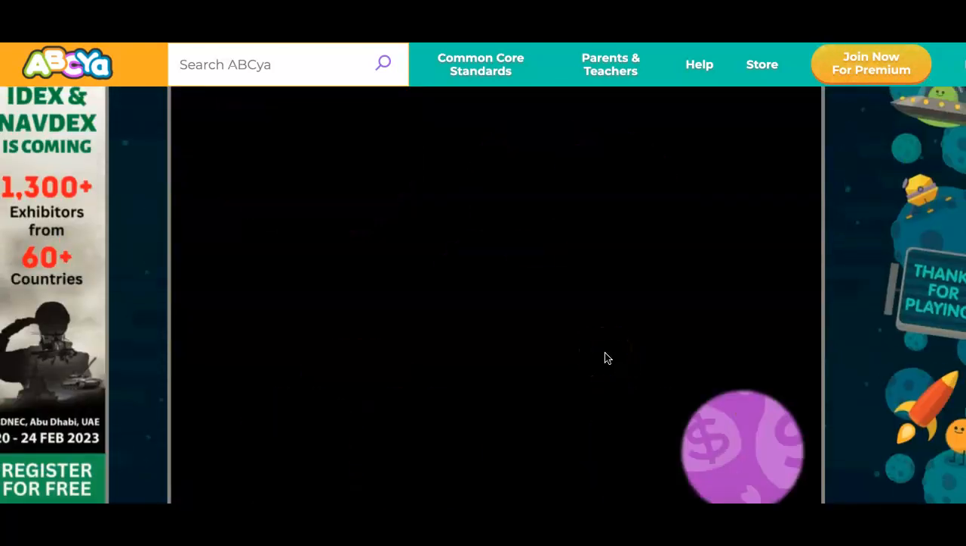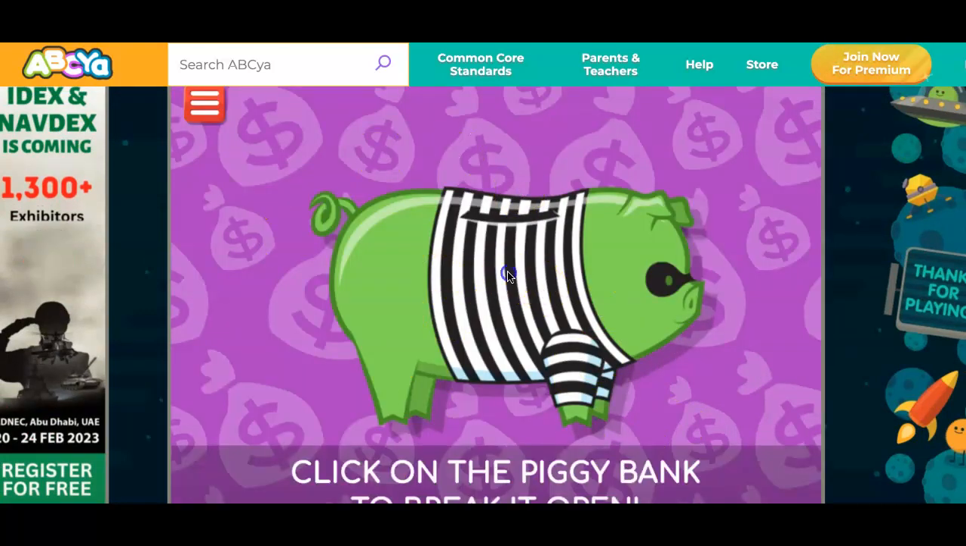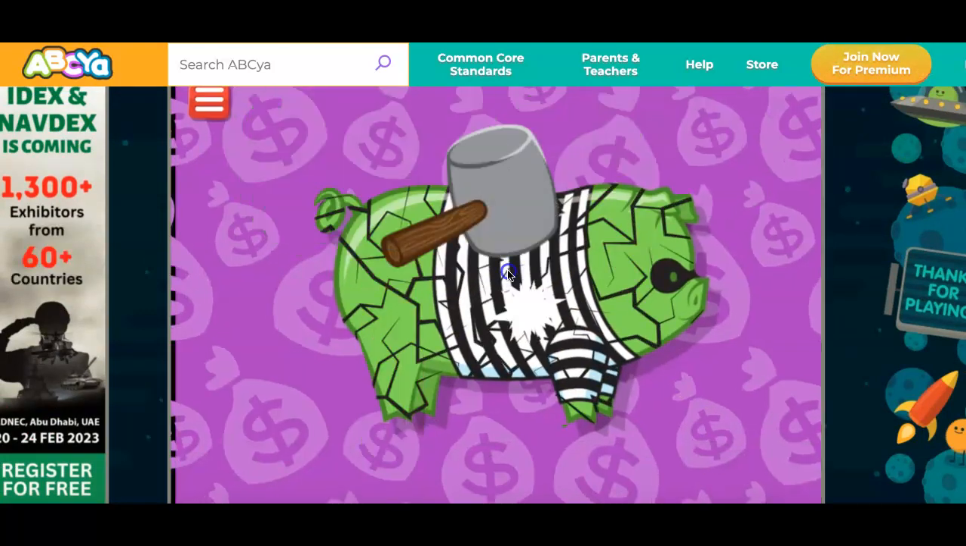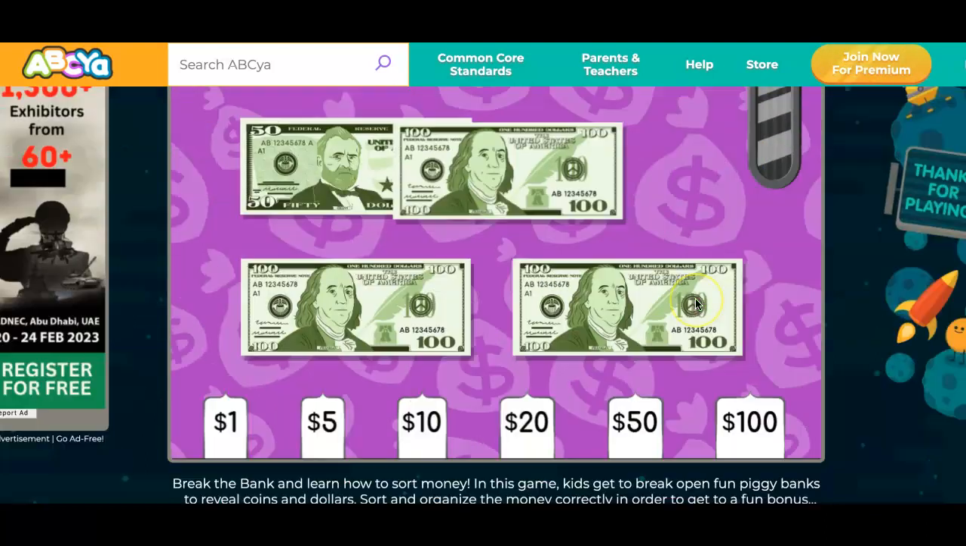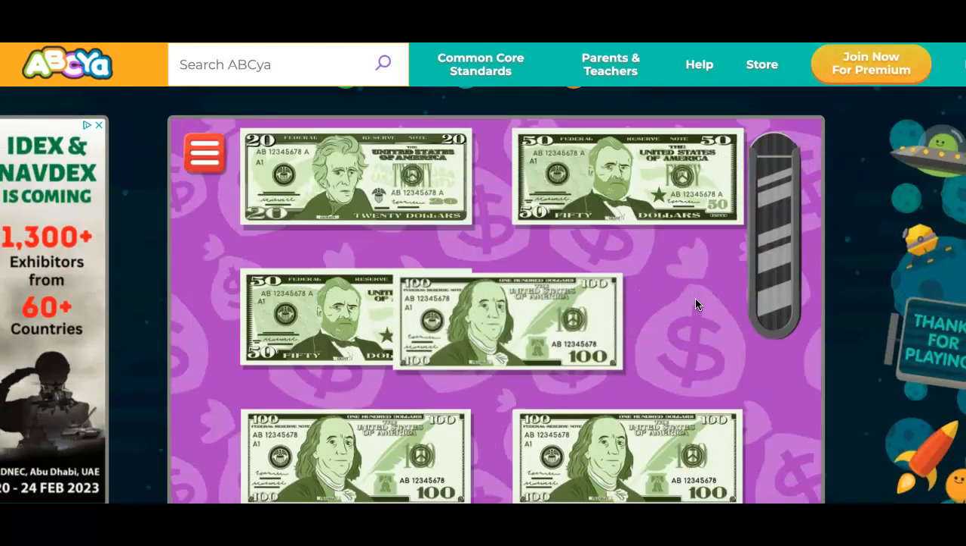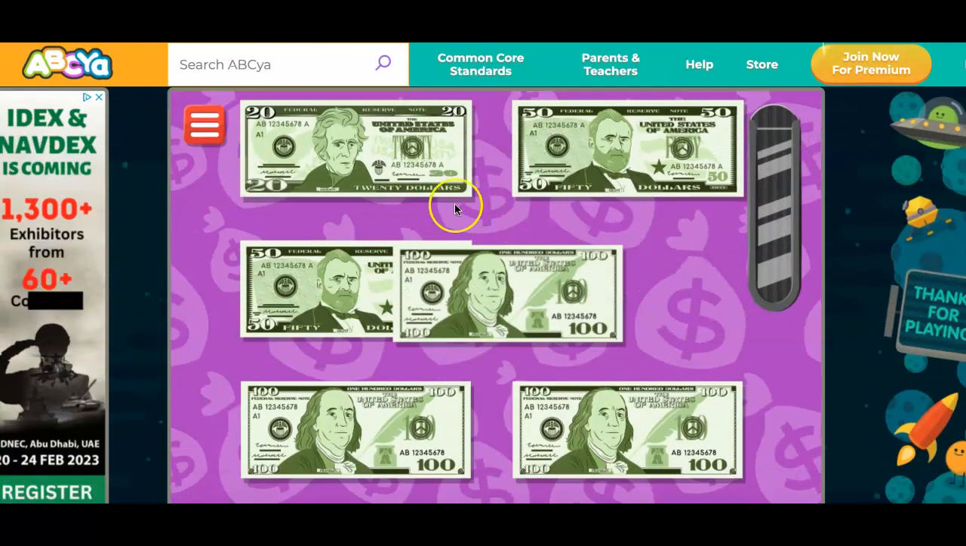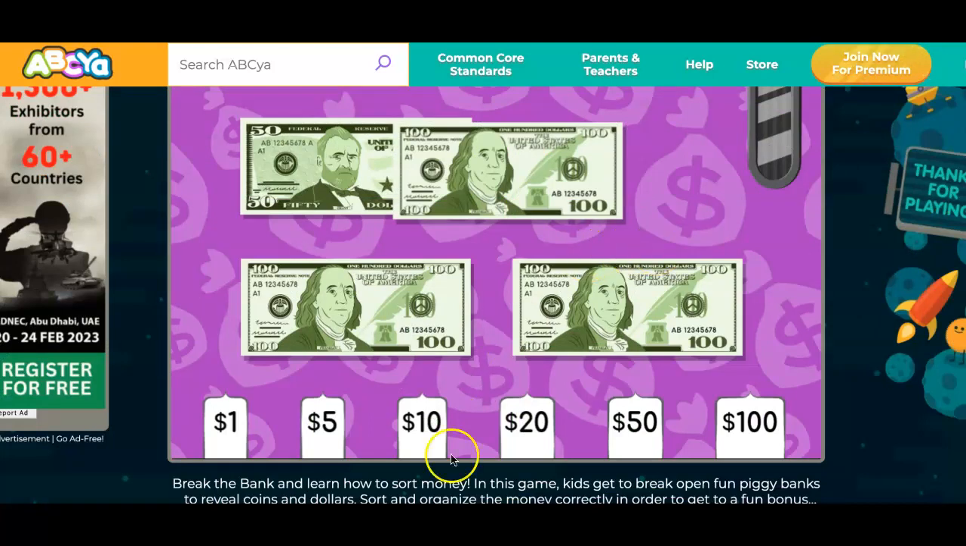Once you start playing, it gives you a piggy bank. You click on the piggy bank until it breaks, and then it gives you a whole lot of money. So students will be able to identify, hopefully, the value of the money, and they're going to be able to know which bill goes into what sign.